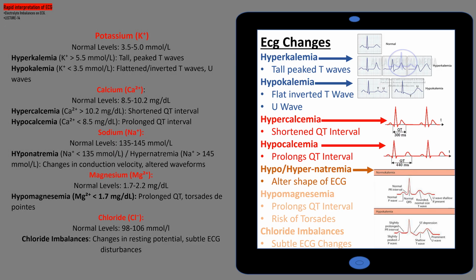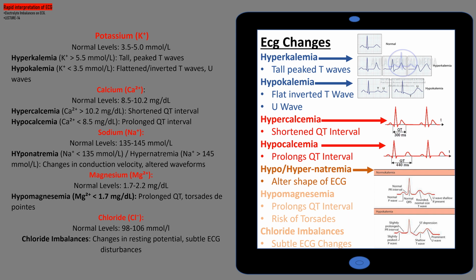Please keep in mind that some other ions also play a significant role in ECG waveform, but their imbalances are less common. Let's summarize. The primary ions affecting the ECG are potassium, calcium, sodium, magnesium, and chloride. Hyperkalemia, potassium greater than 5.5 millimol, causes tall, peaked T waves on the ECG. In hypokalemia, potassium less than 3.5 millimol, the ECG shows flattened or inverted T waves and U waves.